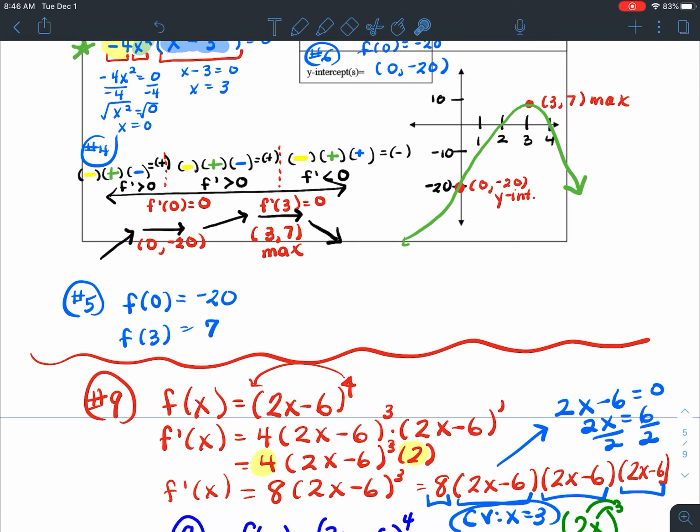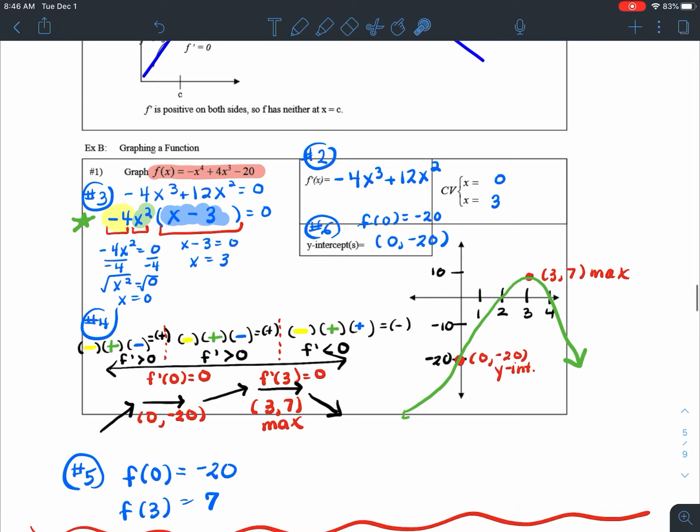Okay, if you are struggling at all with factoring these problems, please make sure that you reach out to me, especially the problems that are asking you to graph them by hand, because if you cannot get past the step of how to factor, then you can't find the critical values. You can't move forward with the problem, okay? So make sure that you reach out if you have questions.